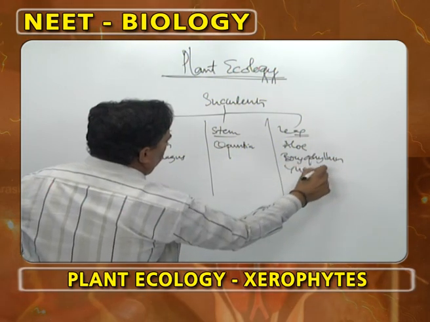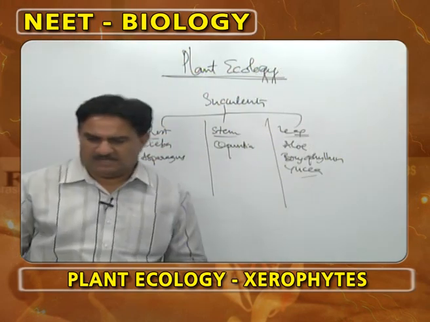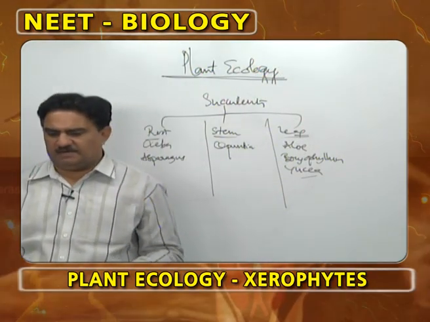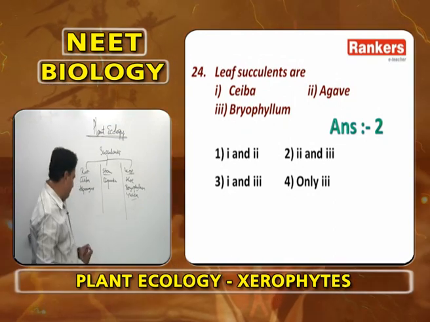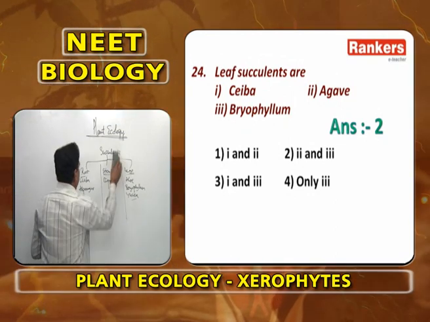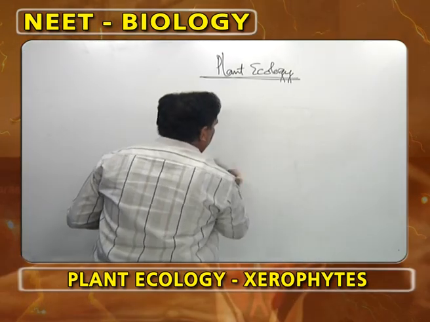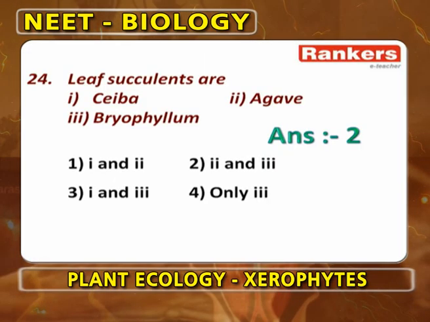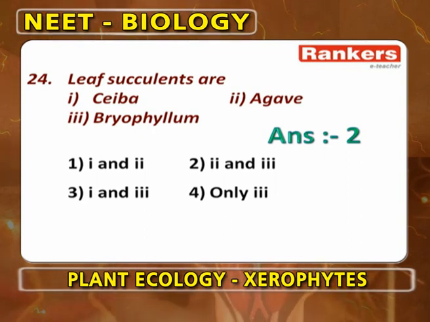Yucca and other plants. So, according to this question, leaf succulents are Agave and Bryophyllum. Ciba is a root succulent. Leaf succulents store water as mucilage during favorable conditions and use the water during unfavorable conditions. So, the answer is 2 and 3, Agave and Bryophyllum.